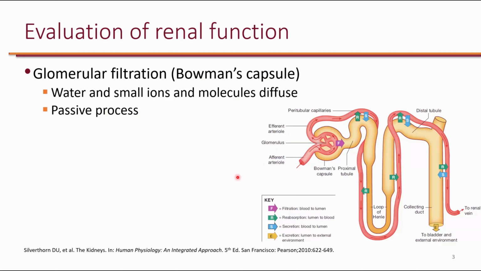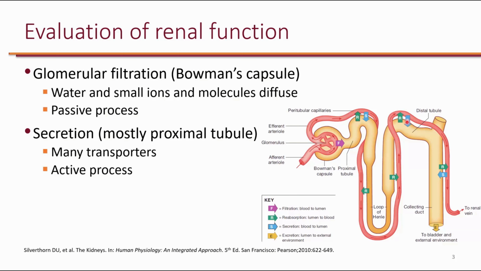Generally speaking, there are three things that happen: filtration, secretion, and reabsorption. Glomerular filtration is a passive process that occurs in the Bowman's capsule. During this process, water and small ions and molecules, including drugs, diffuse passively into the lumen.